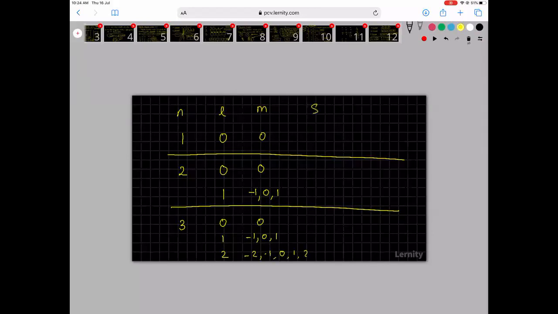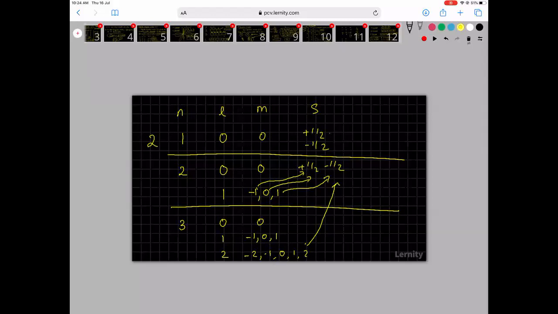Then I am now telling about s. So you will have plus half, you will have minus half. Here in each one of them, you will have plus half, minus half. So like that, I am trying to tell. So the maximum number of electrons that can come in the first shell will be 2.